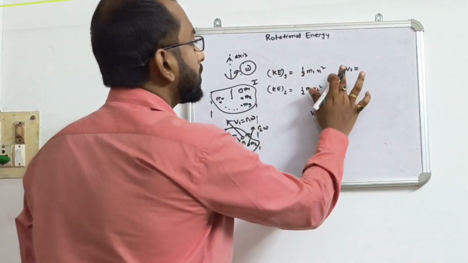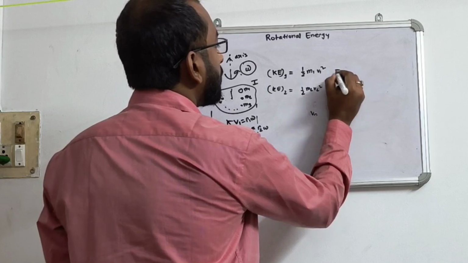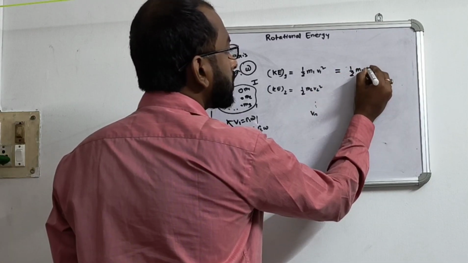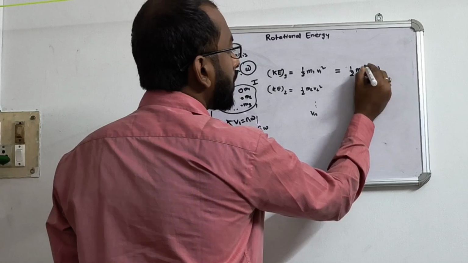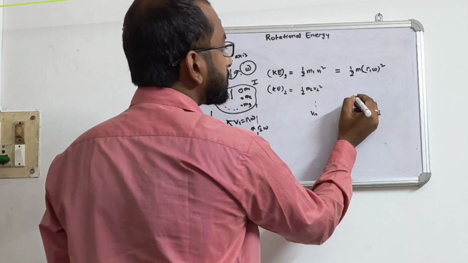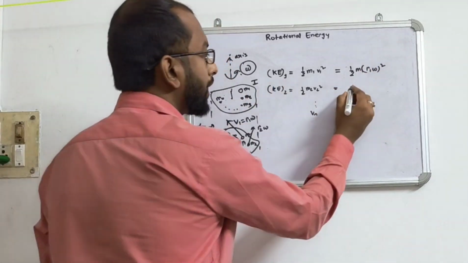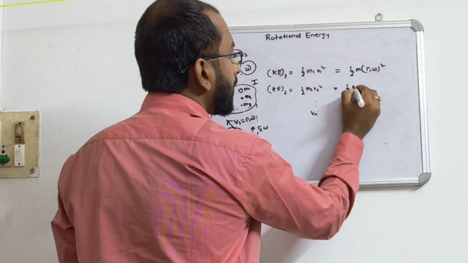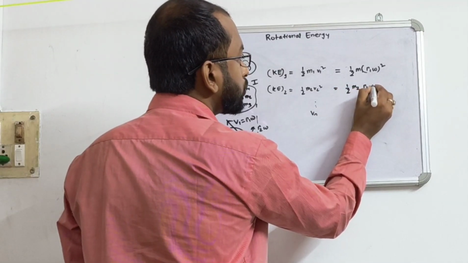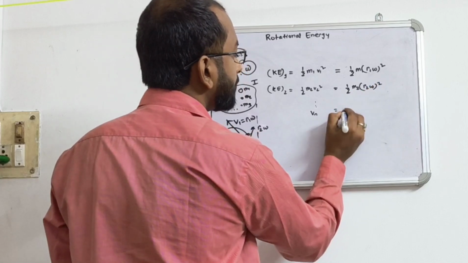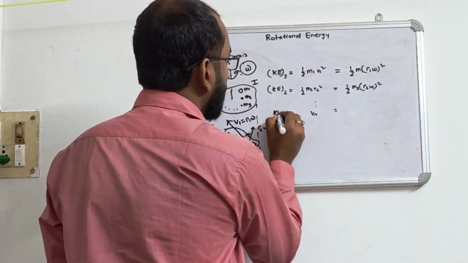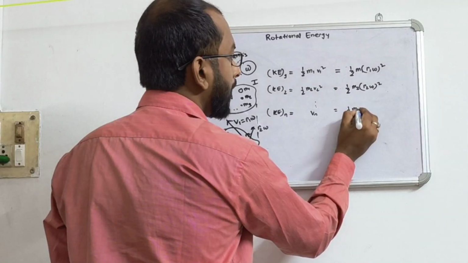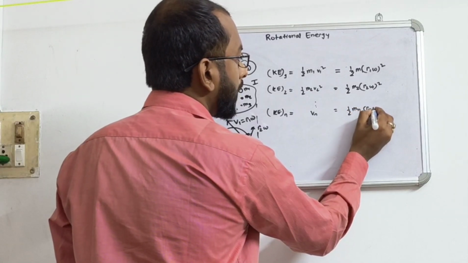So we'll put the value of kinetic energy 1 here: half of m1 into r1 omega square. Similarly, for kinetic energy half m2 v2 square, we can write half m2 into r2 omega square. Similarly, for the nth particle, it will be half of mn into rn omega square.